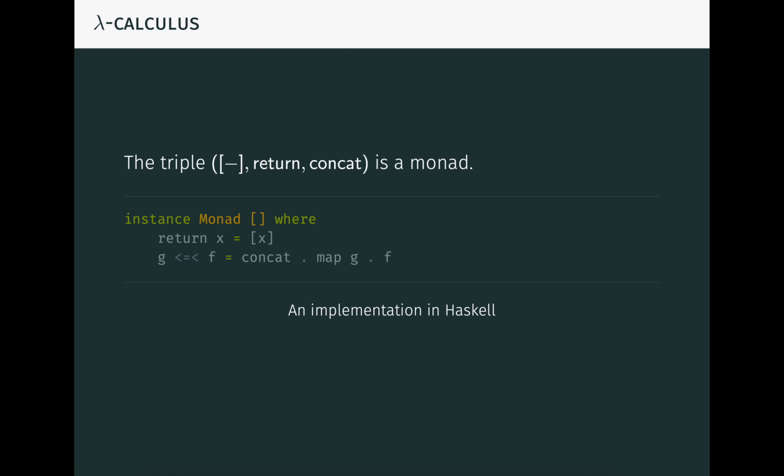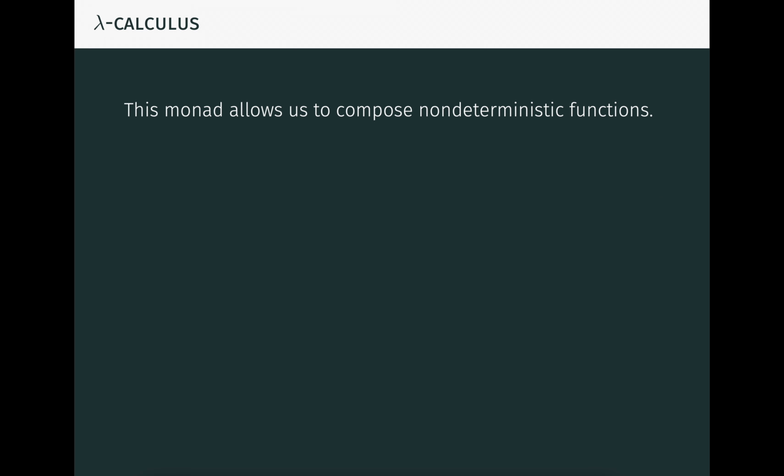We define the return function in the obvious way. We define the monadic non-deterministic composite of two functions f and g using concat and map in exactly the same way we did using union and power set in the category of sets. From these two primitives, other monadic operations can be defined. So the list monad allows us to compose non-deterministic functions. Here's a concrete example in Haskell.